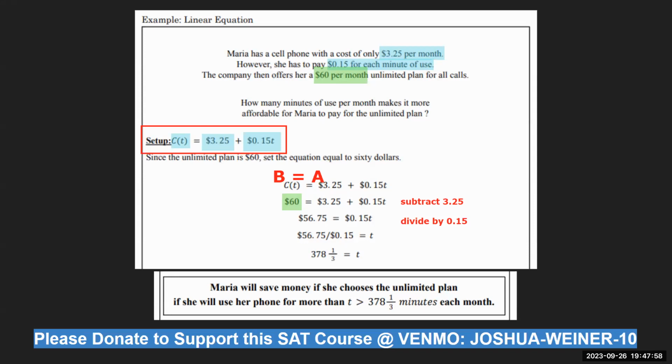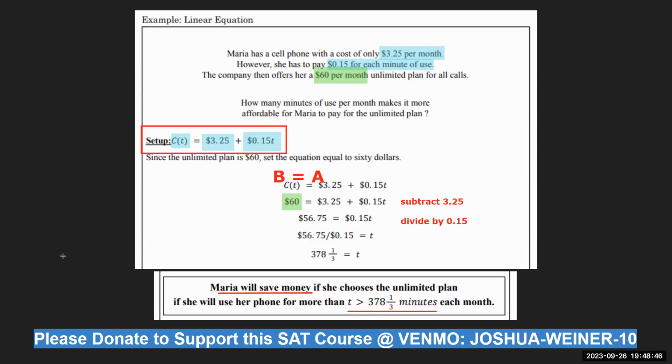Very good. So then we would have the exact time when the cell phone plan with the per minute use is equal to the unlimited plan. So then we can determine if Maria talks a lot with her friends on the phone, when it would be financially wise for her to go with the unlimited plan. So what was the number of minutes if Maria plans to talk on the phone a lot in the month? Can you read the box below? When is the unlimited plan a good plan for Maria? Maria will save money if she chooses the unlimited plan if she will use her phone for more than t is greater than 378 and 1/3 minutes each month. Okay, good.